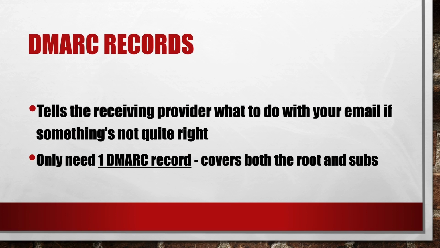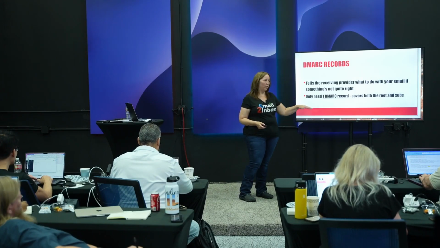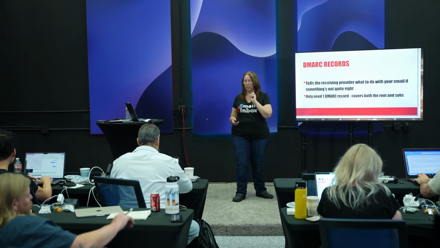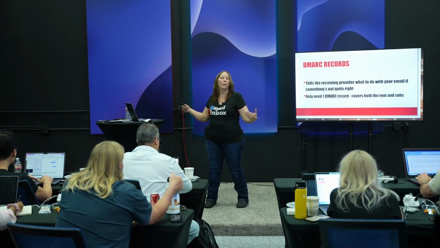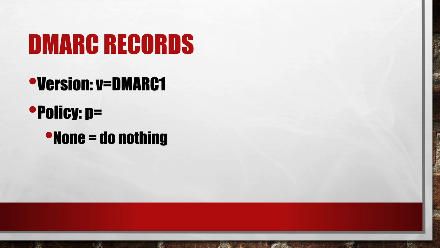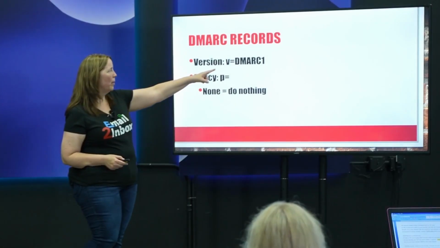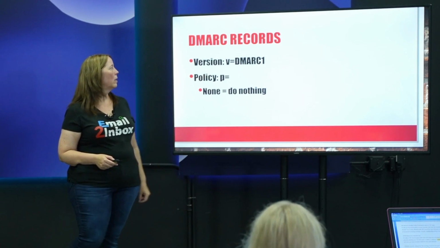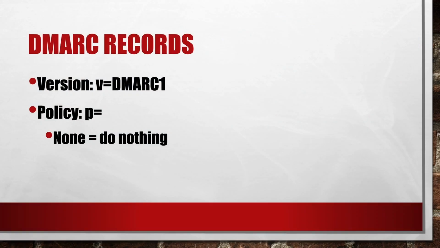Some people will put in a DMARC record specifically for their subdomain. It's completely unnecessary. It can happen, and it's not breaking anything unless the 2 records are arguing with all the little special stuff you put in them. But you don't need 2 DMARC records. You only need one, and you can cover what you want done with the root domain in there, and you can also cover what you want done with the subdomains in there if you want to do something different with them. So there's a version in here. It's always going to be V equals DMARC1 in all caps. And then there's a policy, P equals something.